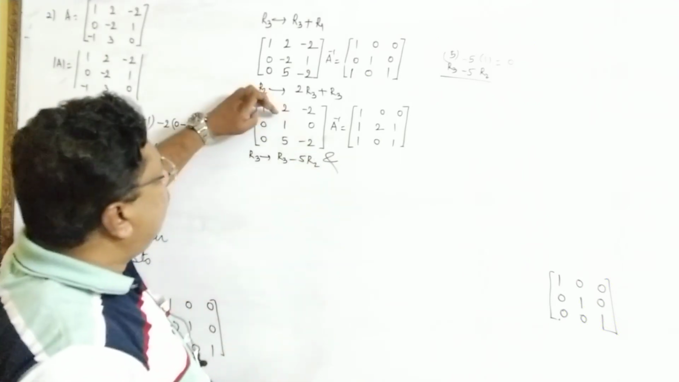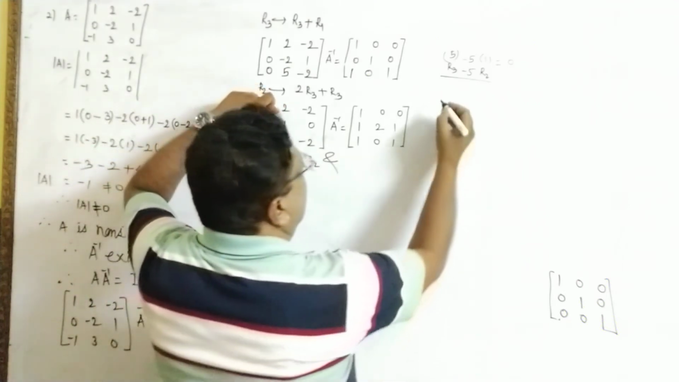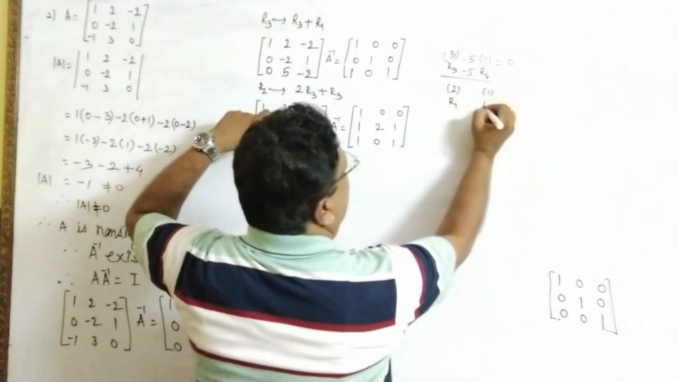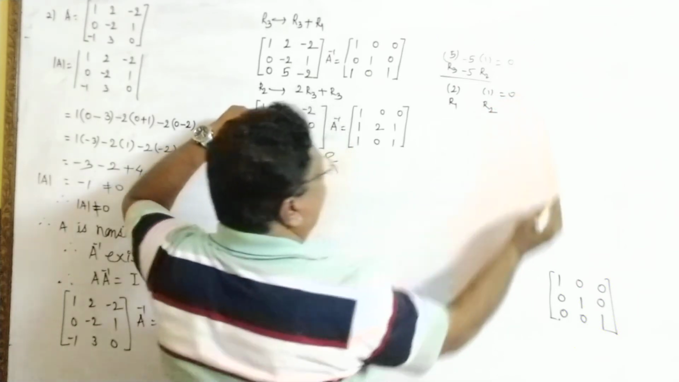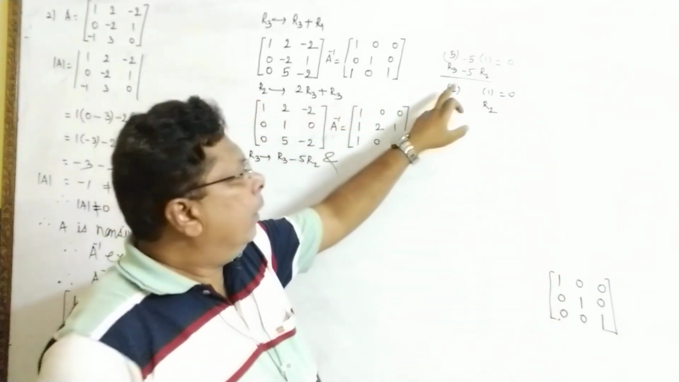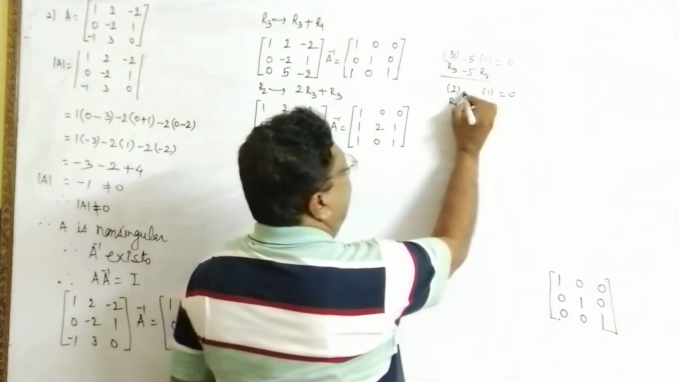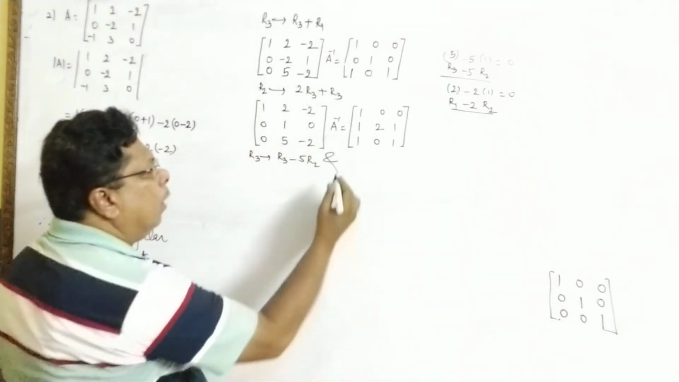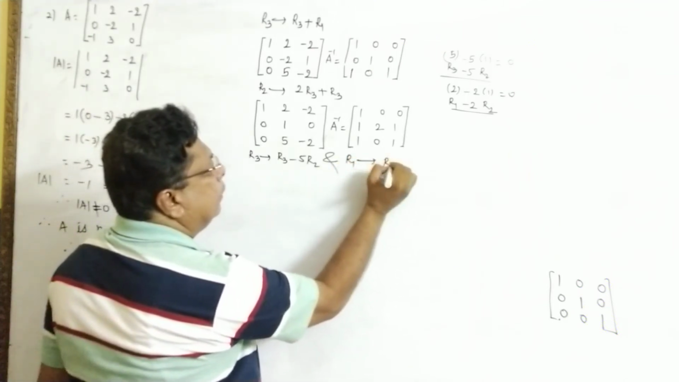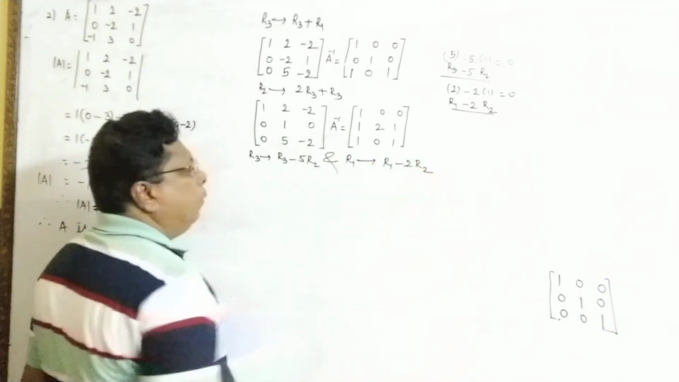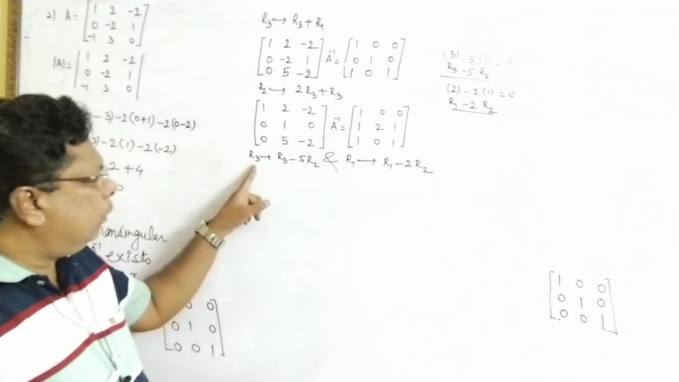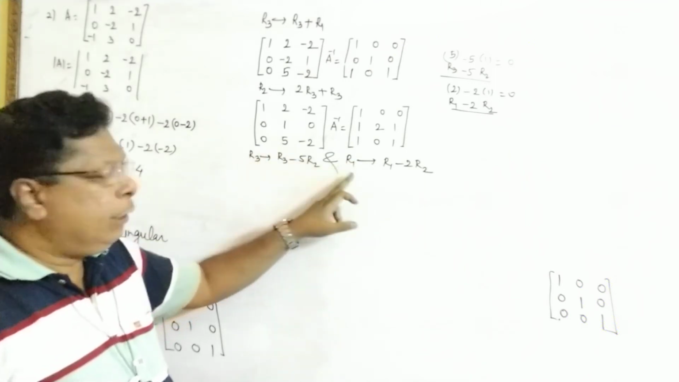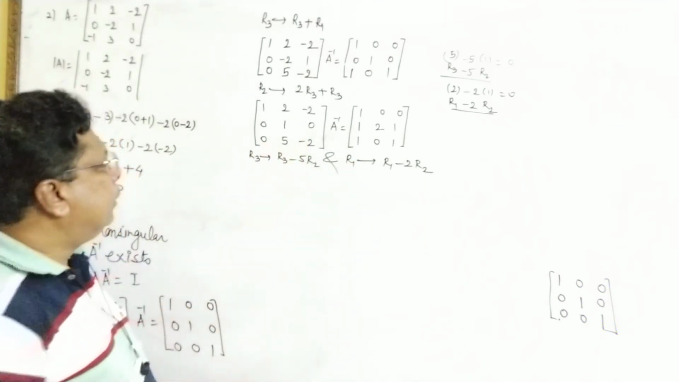And we want 0 here also. In the first row, the element is 2. 2 represents the first row. The diagonal element 1 is in the second row. We want 0, so here it must be -2. So multiply here by -2. Your operation must be R1 minus 2R2. So R1 implies R1 minus 2R2. By using the first operation, third row will change. By using the second operation, first row will change. First and third row will change. No change in the second row.